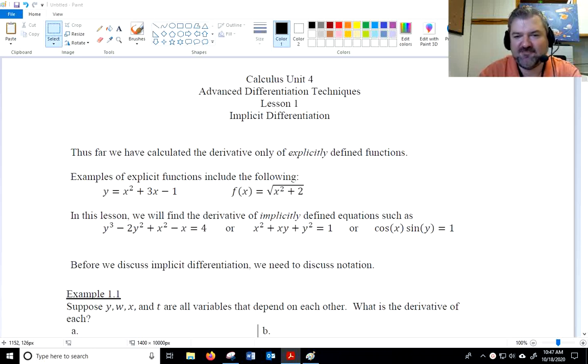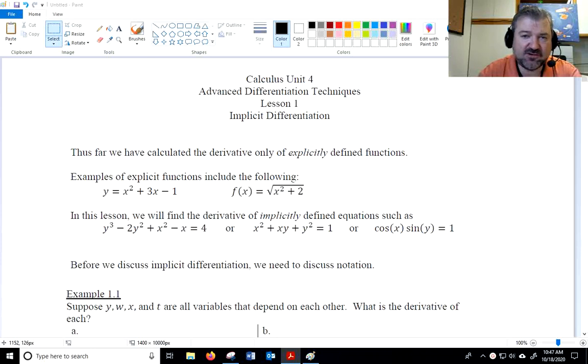Hello, I am very excited to get to begin a brand new unit in our AP Calculus AB course. This is Unit 4, which I'm calling Advanced Differentiation Techniques. So we're going to be looking in this unit at some different ways to take the derivative, a couple different of them actually. We'll encounter a couple more formulas, just two more, the last two formulas that we're going to learn for taking a derivative.